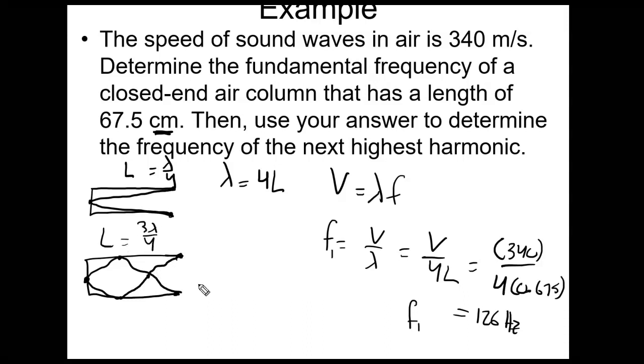Or I suppose you could just happen to remember that this type of pipe only has the odd numbered harmonics, and so the next one after the first harmonic would be the third harmonic, and so you could just say, by definition, F3 equals 3 times F1, which is 3 times 126, which would be 478 hertz. Okay, so whatever works for you.